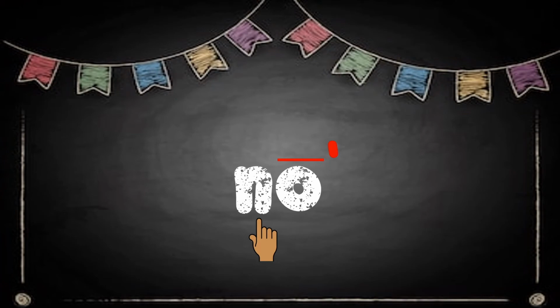Now let's go ahead and sound out this word. Remember, slowly at first, N-O. Remember that letter O is making an O-O-O sound. Let's do it again a little faster. N-O. And one more time a little faster. No. This is the word no.